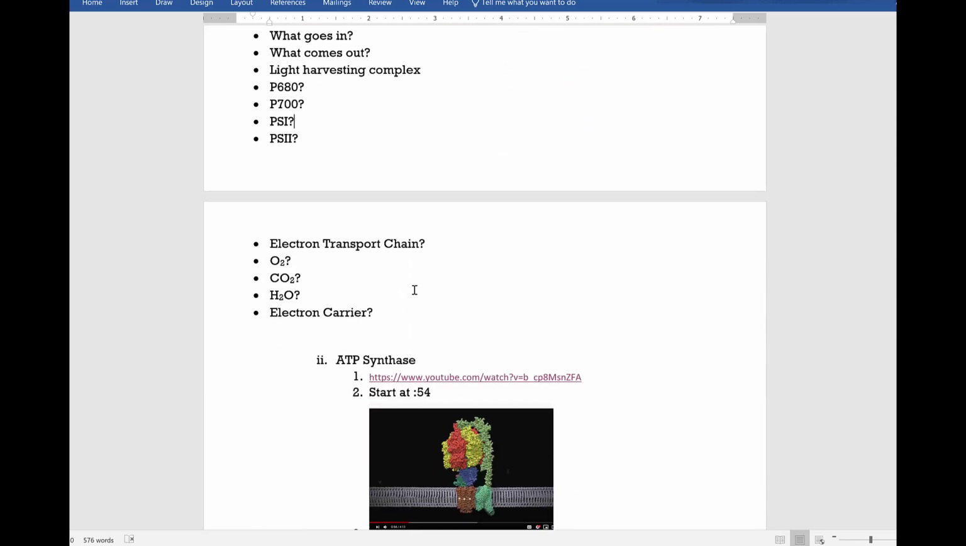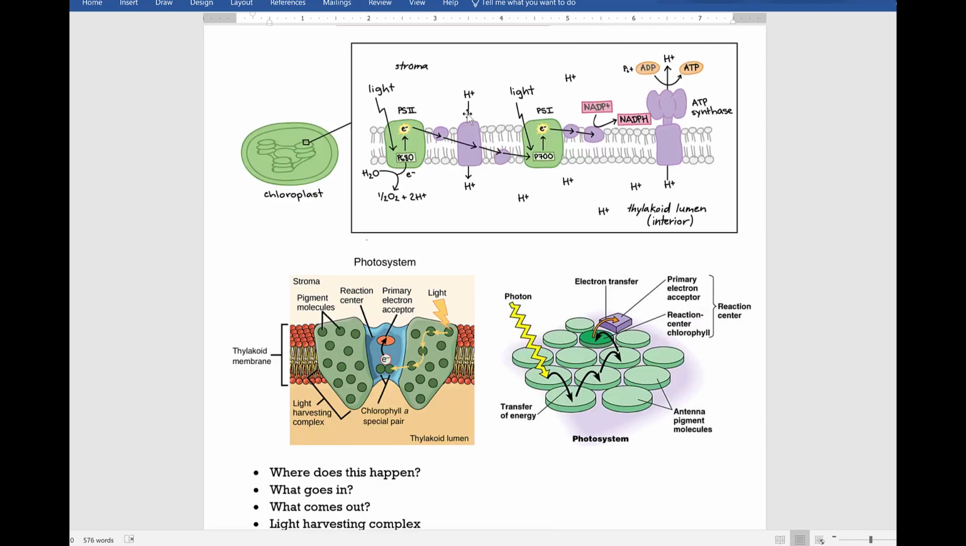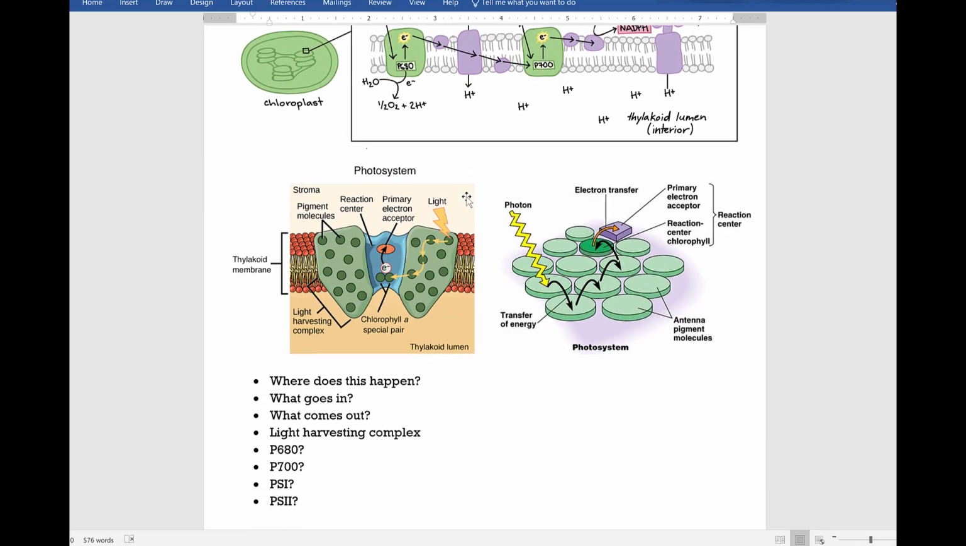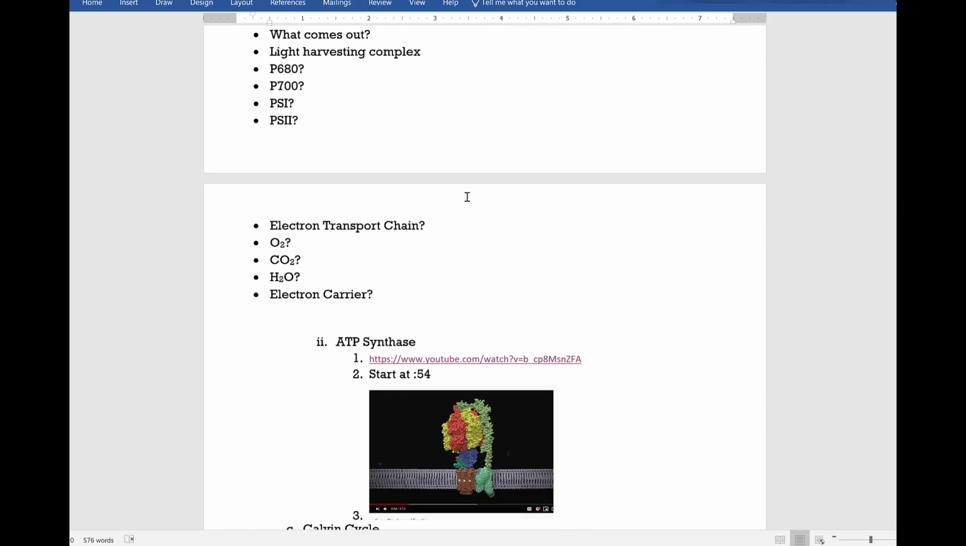The electron transport chain is embedded in the thylakoid membrane. It is actively pumping protons into the lumen of the thylakoid. Oxygen is produced when water donates electrons to photosystem 2. CO2 is not used here. CO2 does not show up until the Calvin cycle in the stroma.